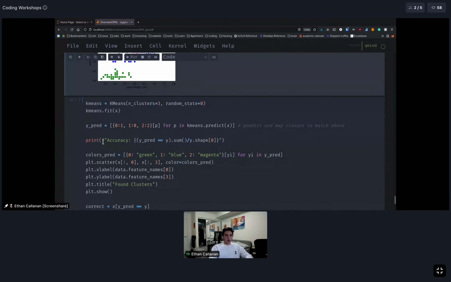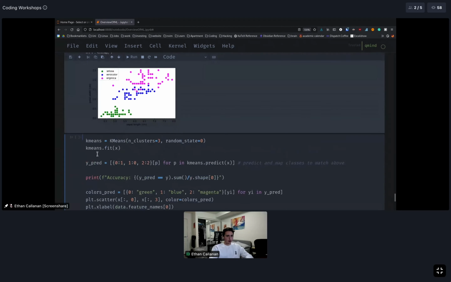So once again, we're just going to use sklearn's built-ins for this. They have realized k-means. It's as easy as calling k-means. We want three clusters, and give it the random state, and then tell it to fit our data. Here, X is all of our training data.